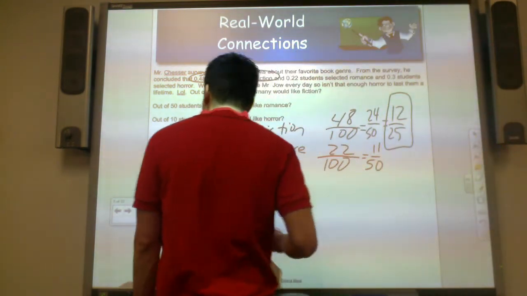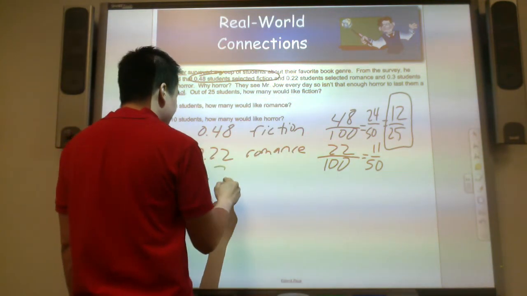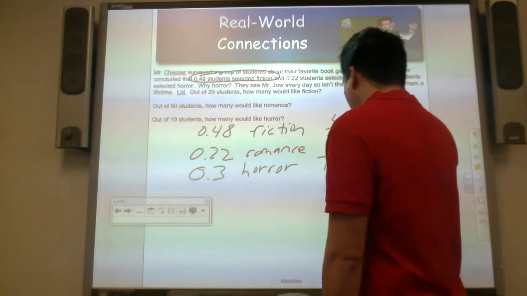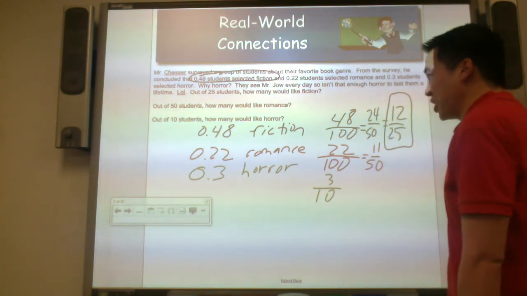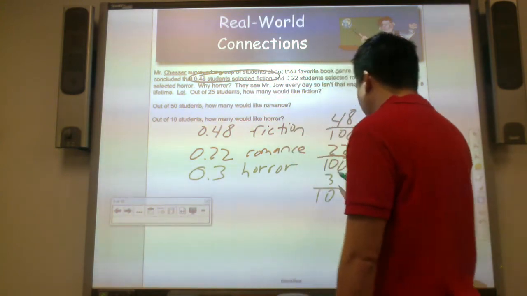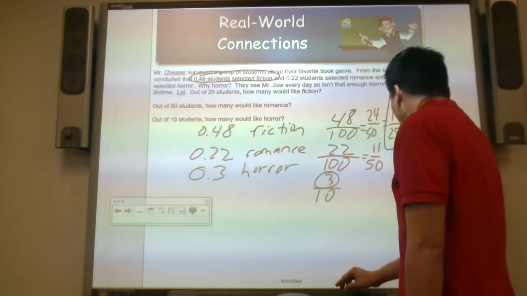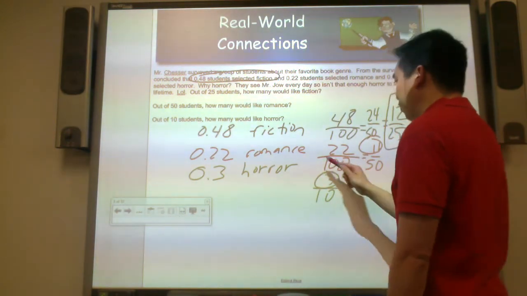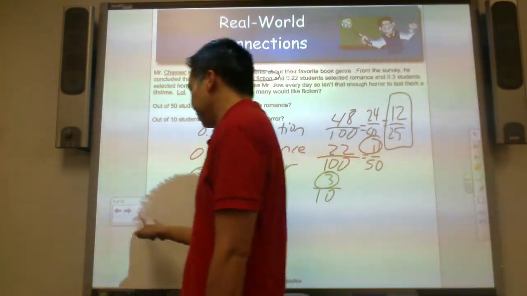And last but not least, horror. 3/10 like horror. A lot of people like horror. So out of 10 students, how many would like horror? 3 out of 10. So now we have 3/10 for horror, 11 out of 50 for romance, and 12 out of 25 for fiction.